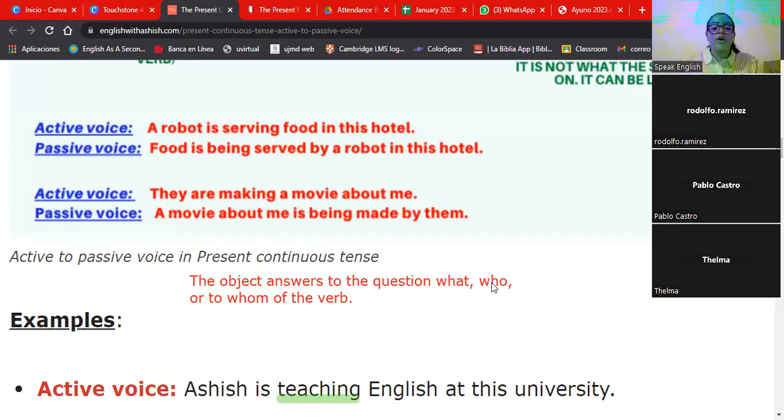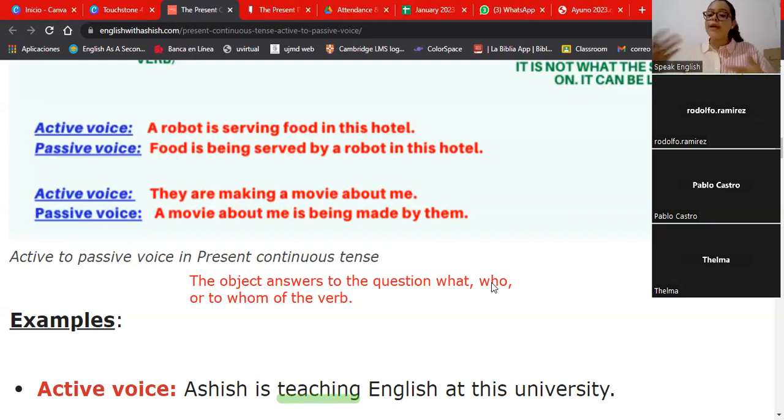For example, I could say, Ashish is teaching my sister how to drive. Okay. Ashish is teaching my sister how to drive. Teaching who? How to drive? No, sorry. My sister. So my sister is the object of the sentence. Understood? Yes. Yeah, got it.